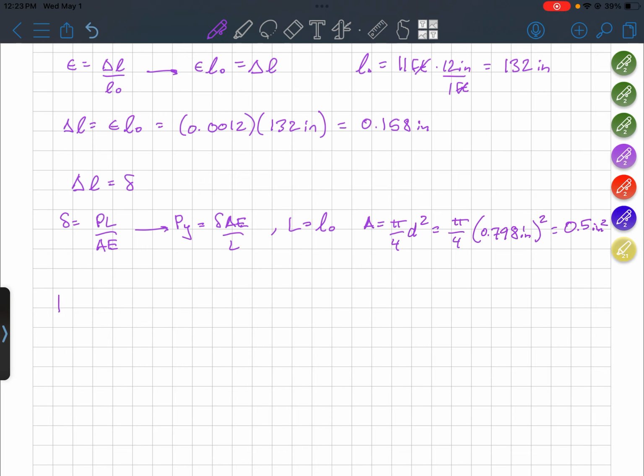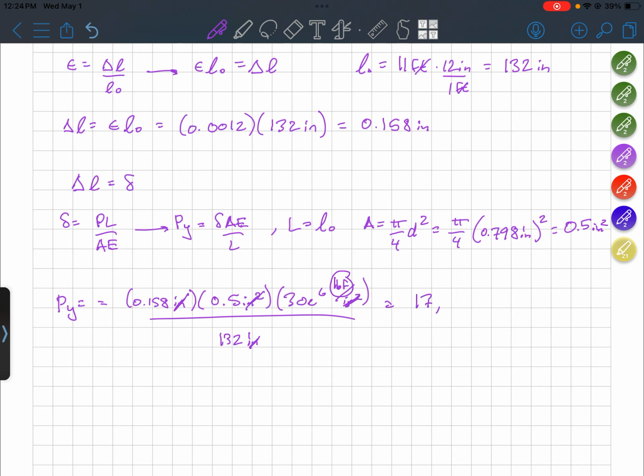So now let's plug in and solve for P sub y. Got my elongation in inches, my area in inches squared, and my Young's modulus, 30 million psi, over 132 inches, my original length. Now let's check our units. Inches cancel, inches cancel, inches squared. Left with pounds force, that's great. 17,955 pounds force. Call that our answer.